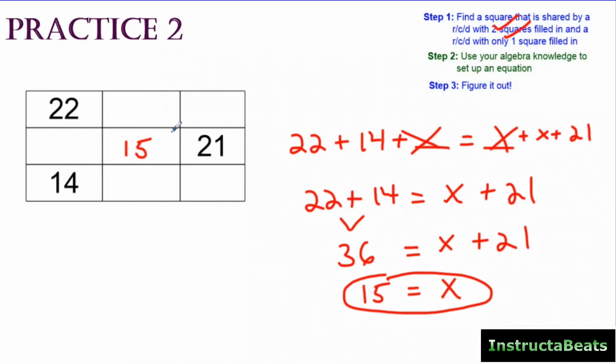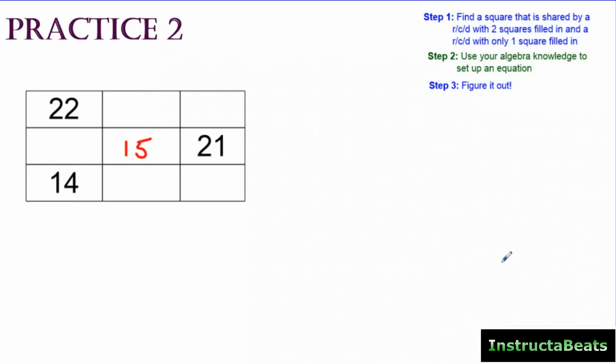Now that I know my middle square is 15, I figured it out. Now, all I have to do is go back and start again. So let me erase this, and I'm just going to start the same thought process over again. So I'm looking for a square that has a row, column, or diagonal with 2 squares, and it's shared by a row, column, or diagonal with only 1 square filled in.